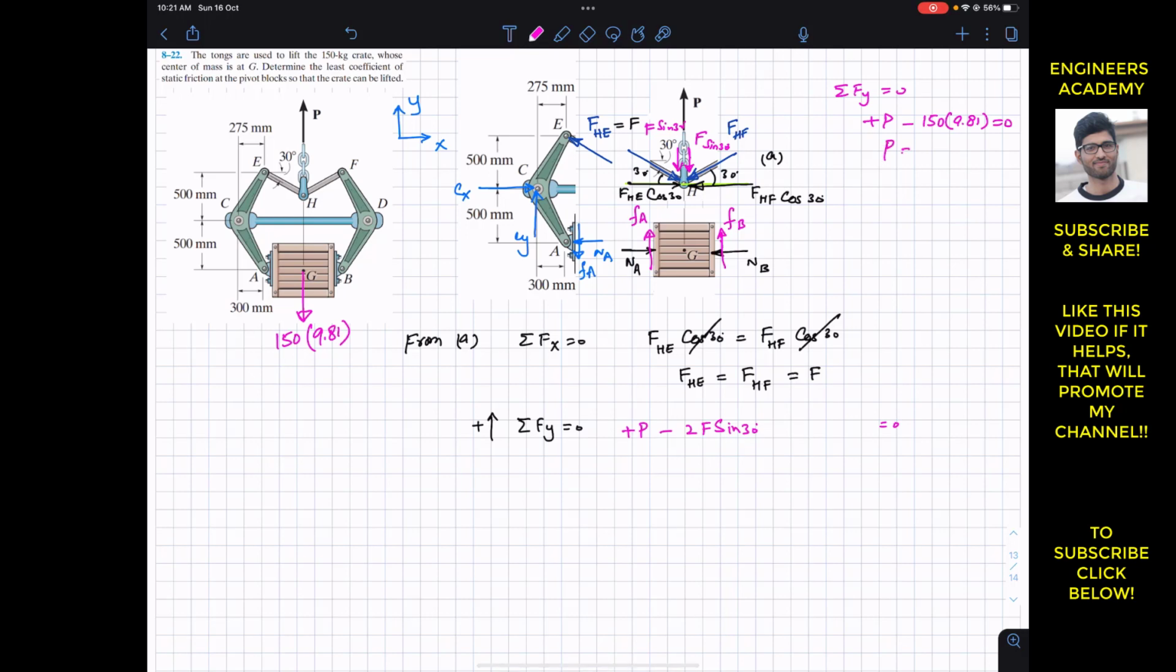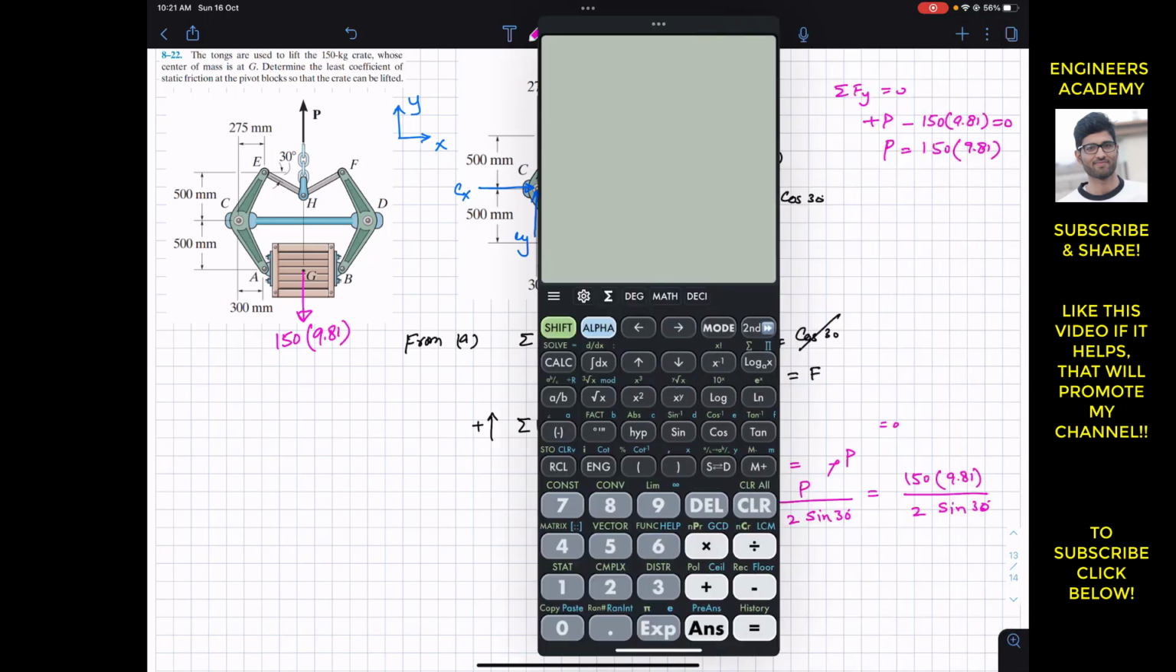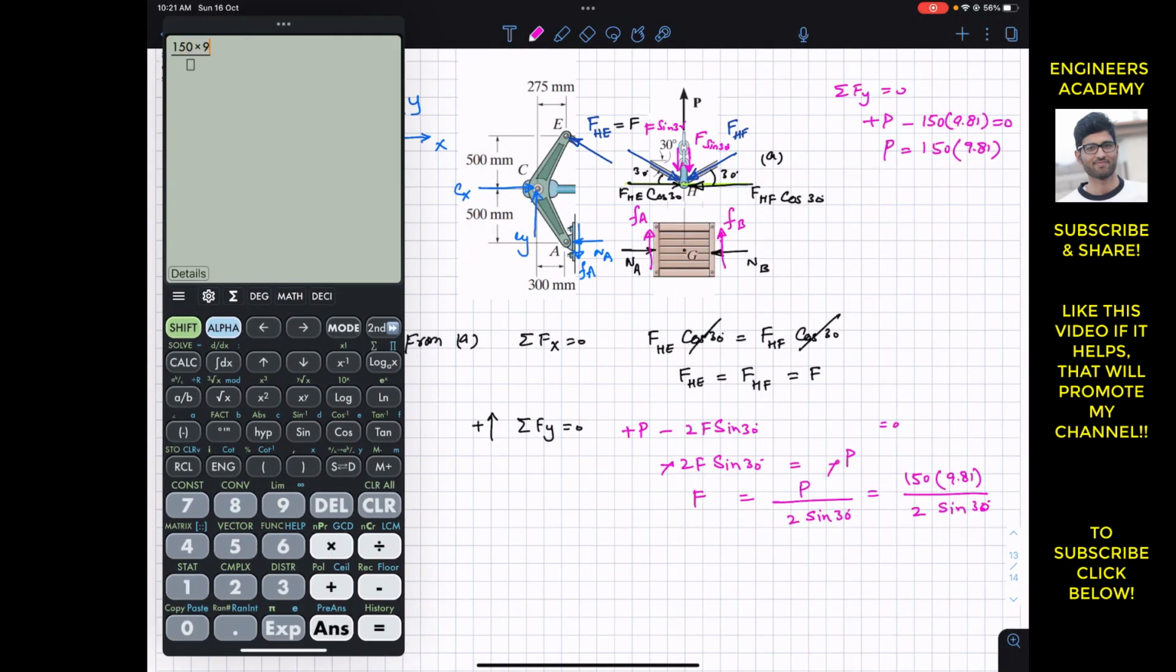So from this we can say that P is equal to the weight of the crate, which is 150 times 9.81. Now from this equation we can say that minus 2F sine of 30 is equal to minus P. The minus will cancel out, and we get F equals P divided by 2 sine of 30. Now P is the weight, which is 150 times 9.81 divided by 2 sine of 30.